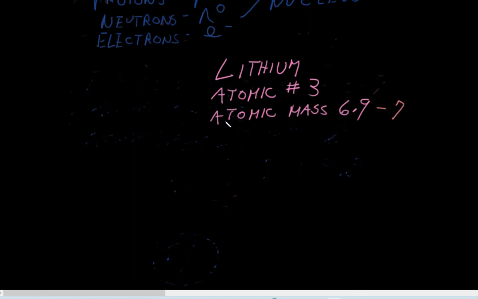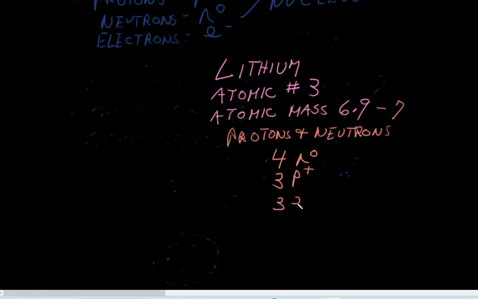And now remember, the atomic mass is protons and neutrons. So the atomic mass is 7, and we have 3 protons, so that means we would have 4 neutrons. So we have 4 neutrons, we have 3 protons, and therefore we also have 3 electrons.